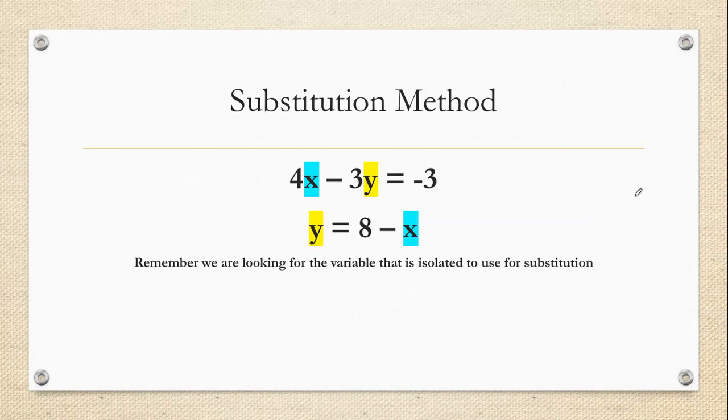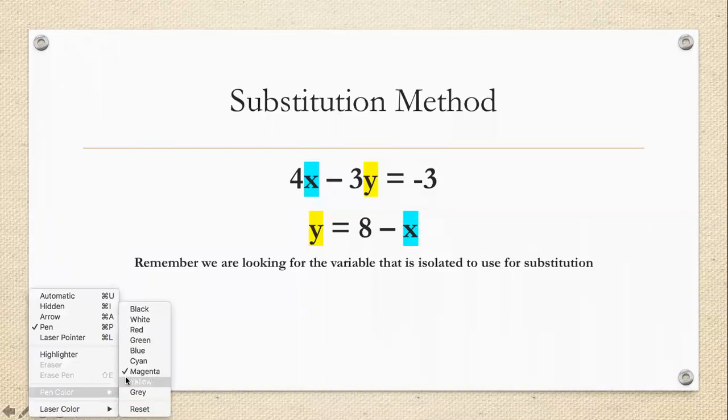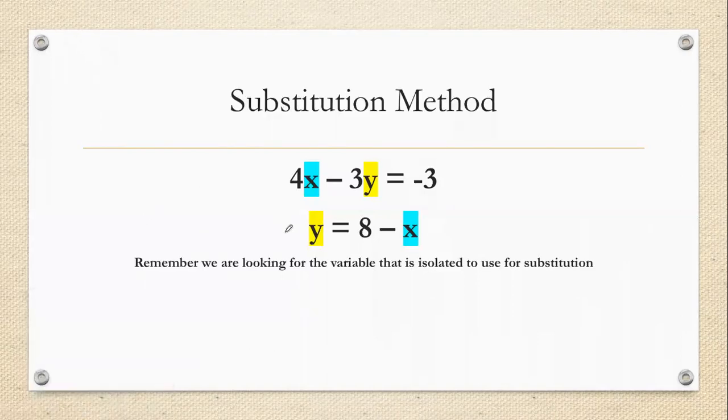All right, write these two equations down. The first equation is in standard form: 4x minus 3y equals negative 3. And the second equation is in slope-intercept form: y equals 8 minus x. This one's a little different from the first example that we did, but same topic, okay?